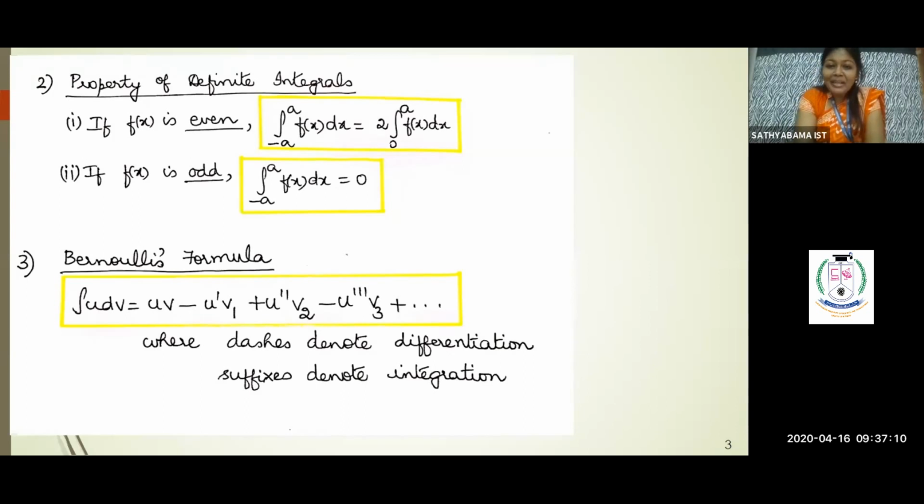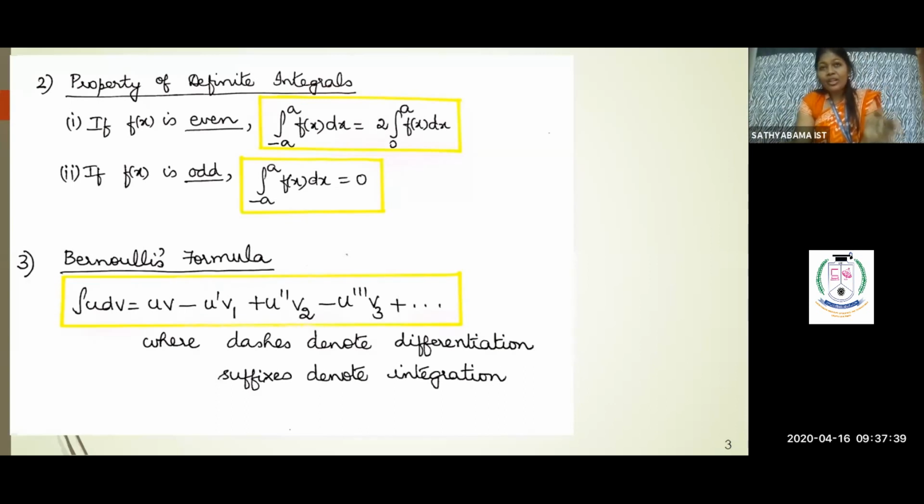What is integration by parts? Integral u dv is uv minus integral v du. Now, this you all know, right? Now, Bernoulli's formula is just an extension of that integration by parts. Okay? Now, see, if you have to evaluate integral, say, x square into cos x dx, and if you're going to go for integration by parts, you will have to use integration by parts twice to evaluate that integral. Whereas Bernoulli's formula gives you the answer in one step. So this is definitely better.